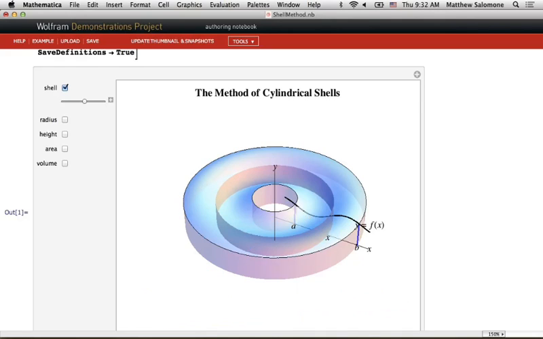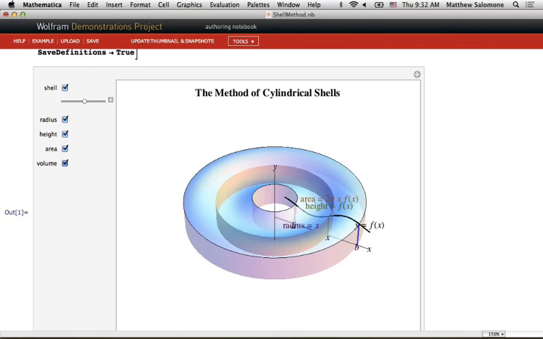So then all we would have to do to get to the volume, once we know the radius, and the radius was x, we know the height of one of these shells, and that height was f of x. And the area was 2 pi x times f of x. So what do we have to do to get from that area to the volume of this solid of revolution?